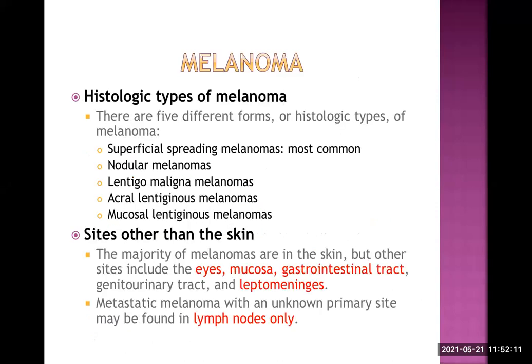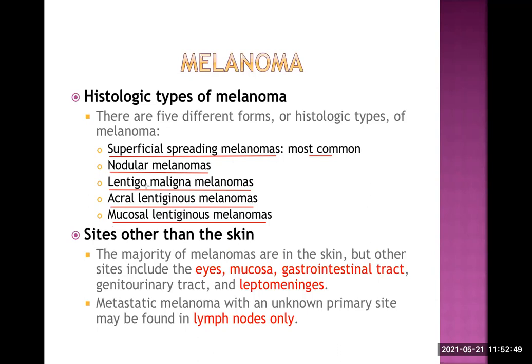Now, what are the histological types of melanoma? What are the types actually? These different types of melanoma are superficial spreading type of melanoma, which is the most common type. So it is an important MCQ question from the dermatology exam. Nodular melanoma, with a nodule-like appearance. Lentigo maligna melanoma, acral lentiginous melanoma, and mucosal lentiginous melanoma.